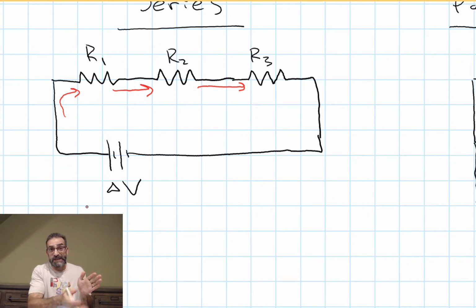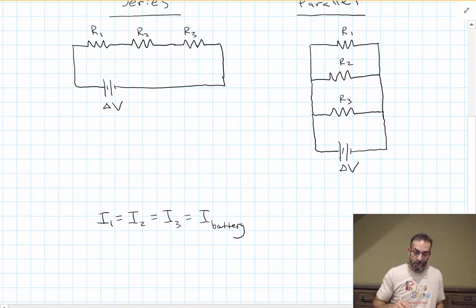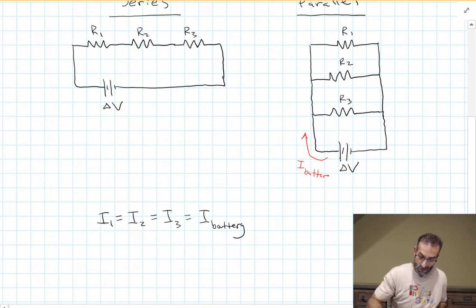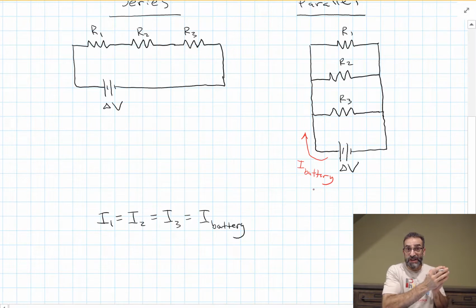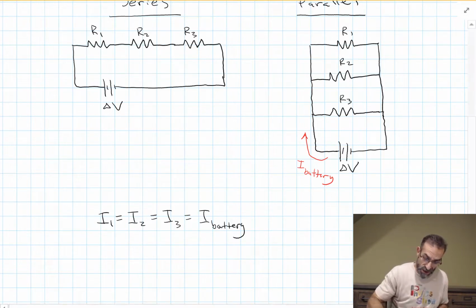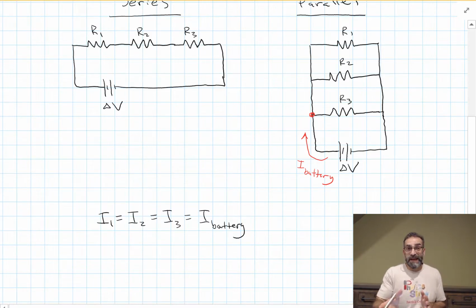There are no branches in this circuit where it can take a different path. The current has to go from one to the other to the other. That's how we know they're in series. When I look at my parallel circuit, the current that comes out of the battery gets to a fork in the road, gets to a junction. We call that a junction, right here. And part of it can take a path to the other side through resistor 3.